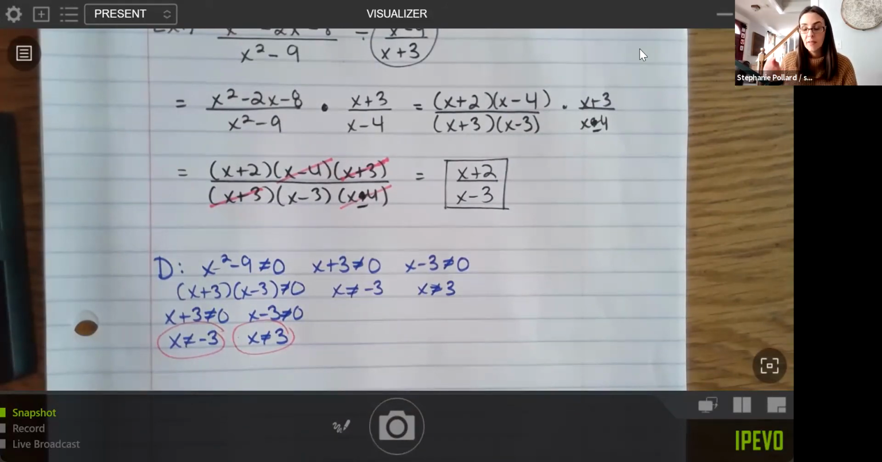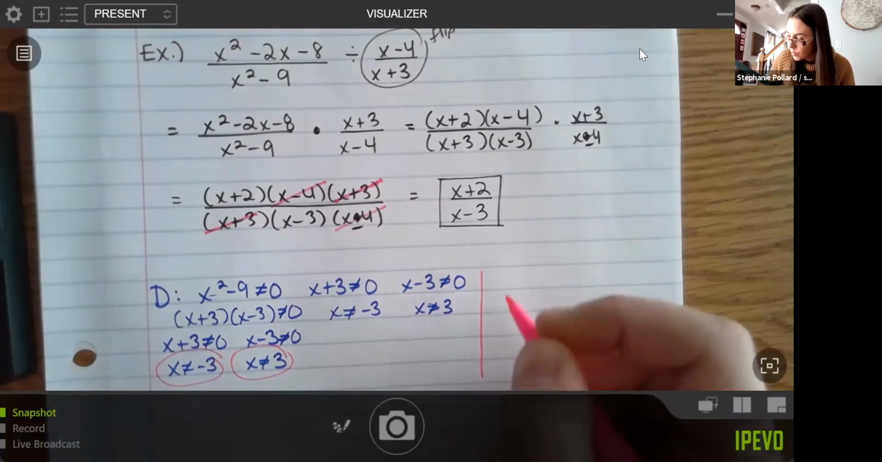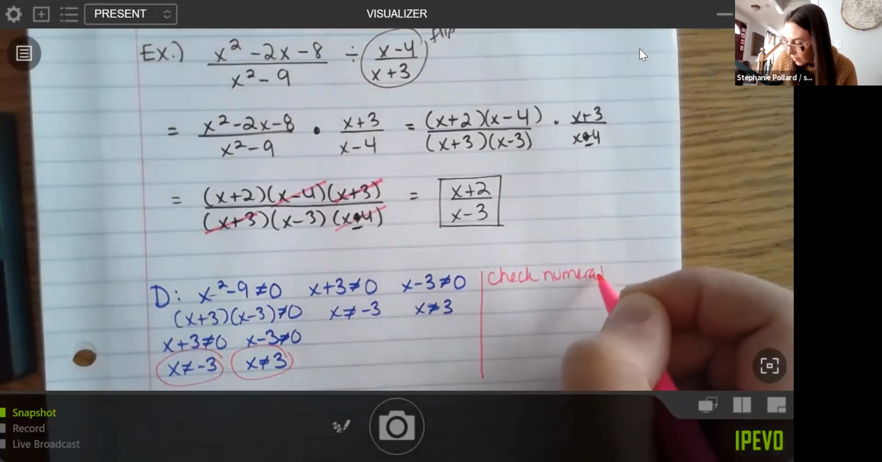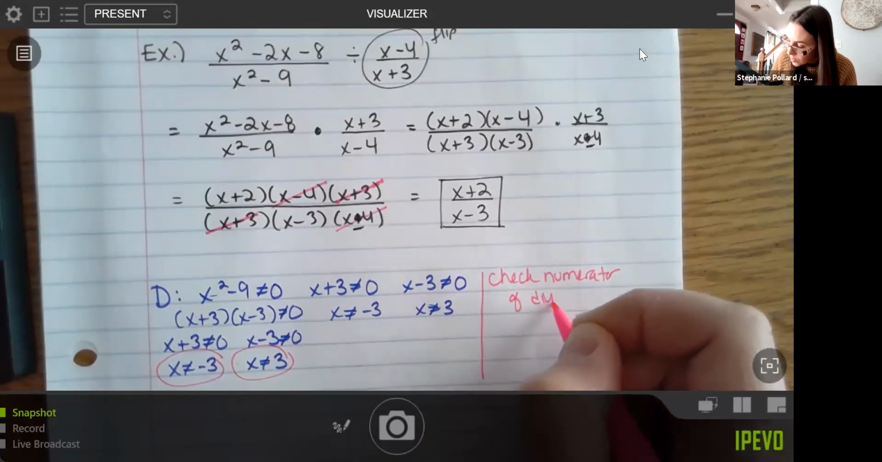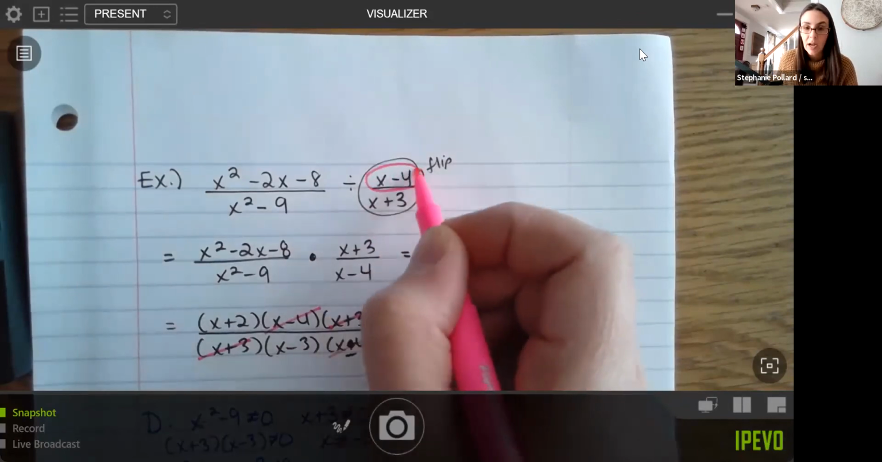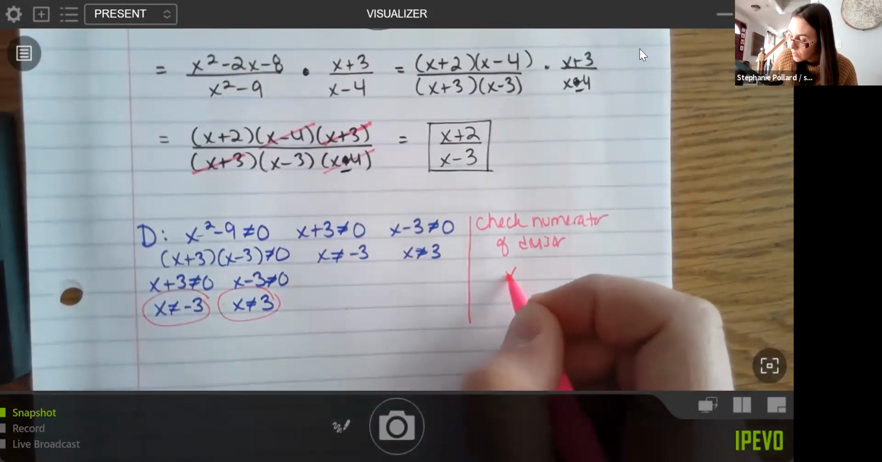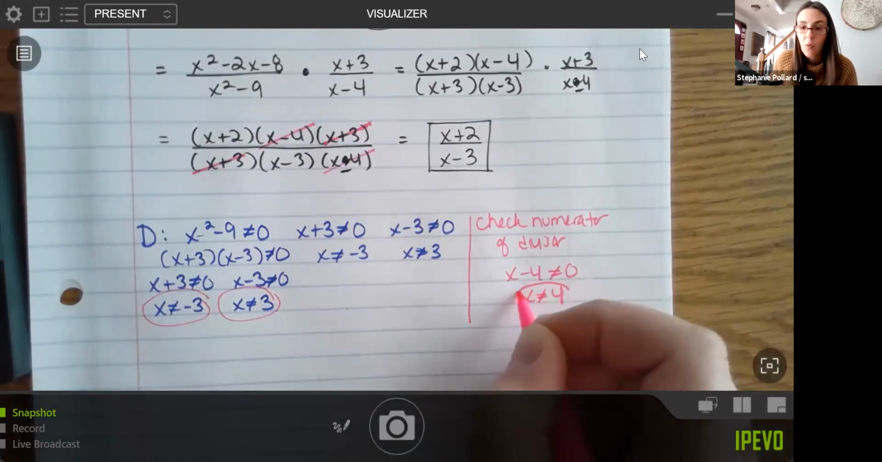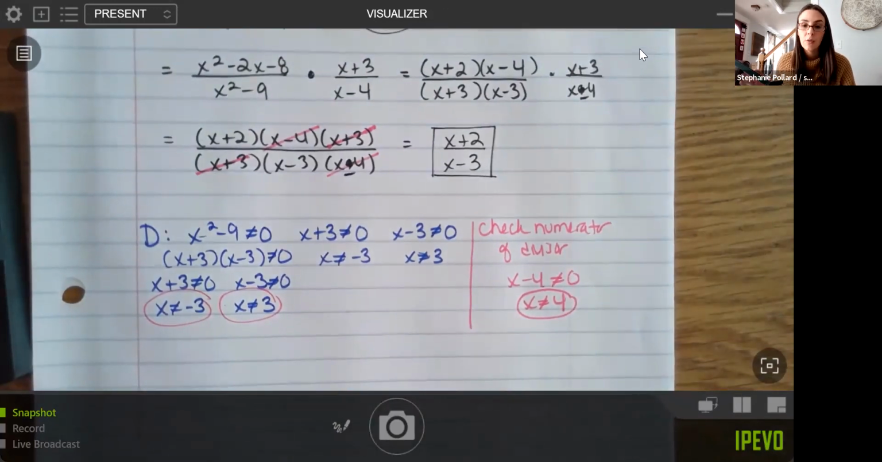Now with division, don't forget, you also have to check the numerator of your divisor only. So your divisor is your second one. So this is the one that I have to check. So I need to make sure that x minus 4 is also not equal to 0. Add 4 to both sides, and x is not equal to 4. So that is a third restriction here.